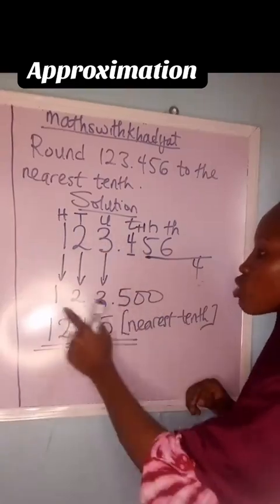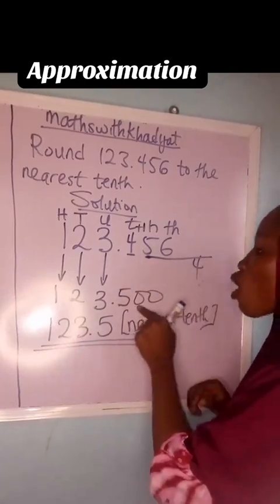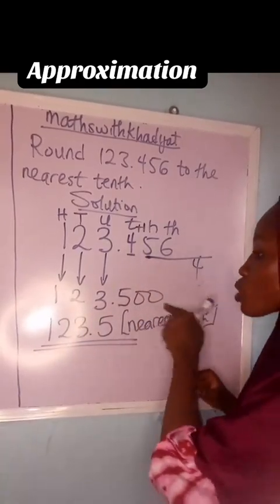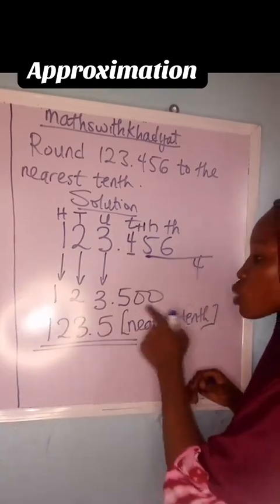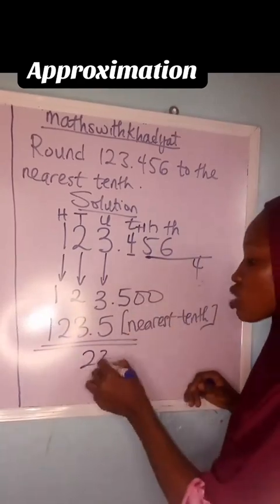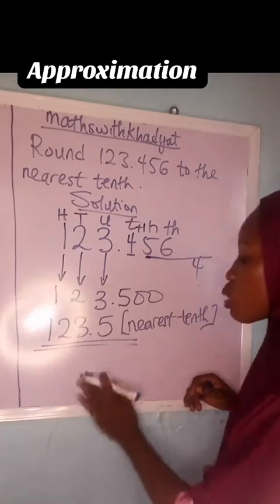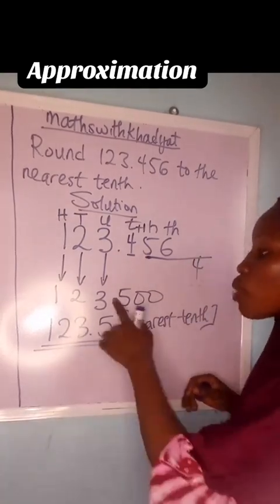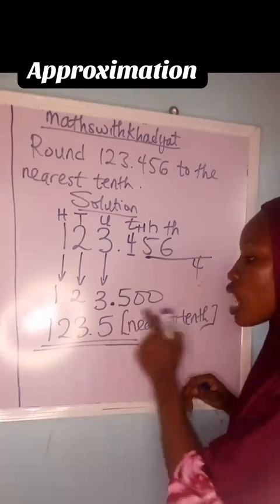You write the rest down: 1, 2, 3. The number you use in rounding up, and any number that follows it, becomes 0. They become 0, and I'm left with 123.5. I'm going to remove the zeros because they do not count. When you have 23.00, you are still saying 23. So 123.5 is our final answer. But if there is no decimal point, please don't cancel your zeros. Here there is a decimal point, so my zeros are not there.